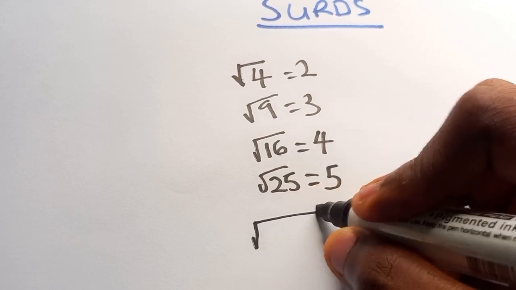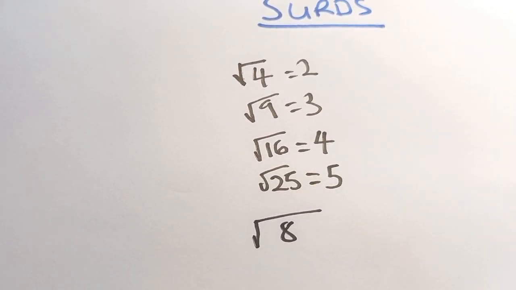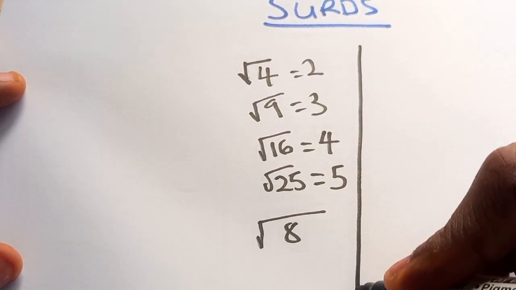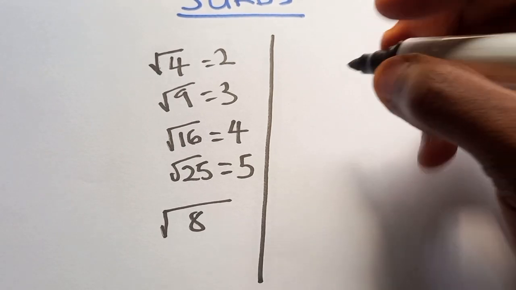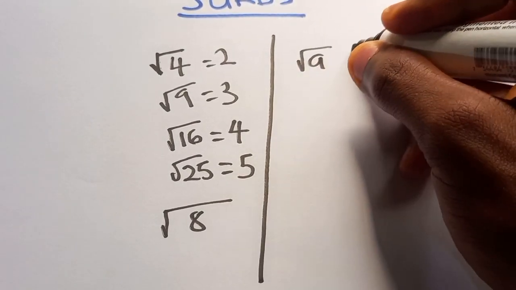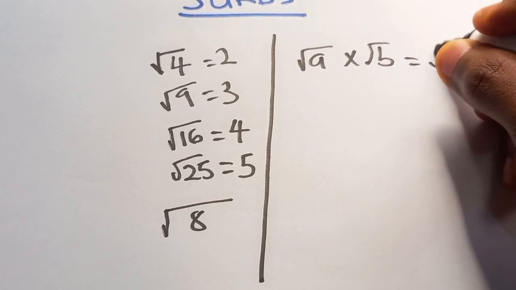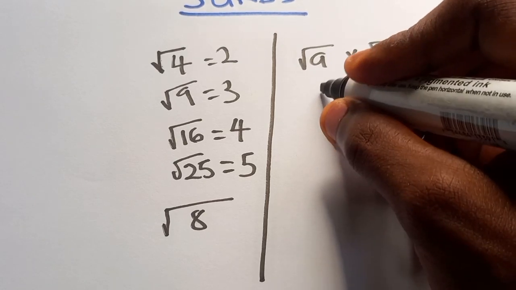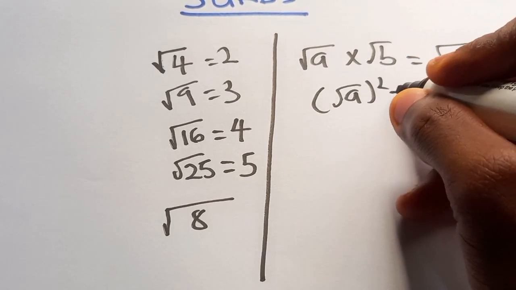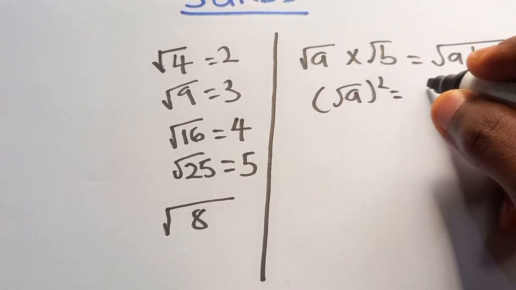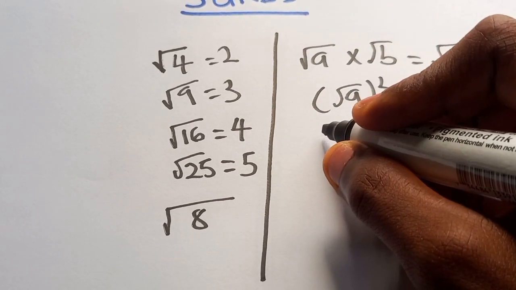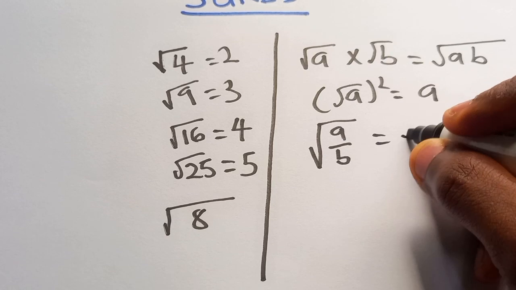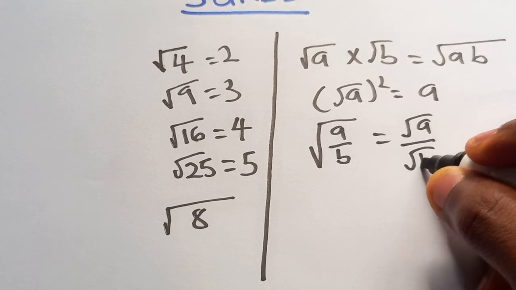But what do you think the square root of 8 is? This is when surds come in. Rules in surds. Root of A times root of B is equal to root of A times B. And we also have root of A squared is equal to A, the square will cancel the square root. We also have square root of A over B, same as we share it among them.